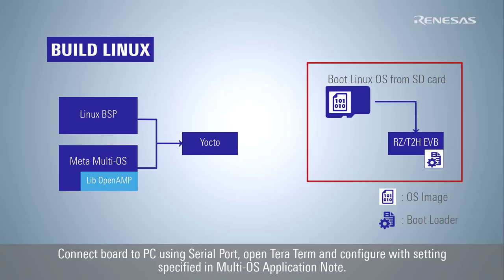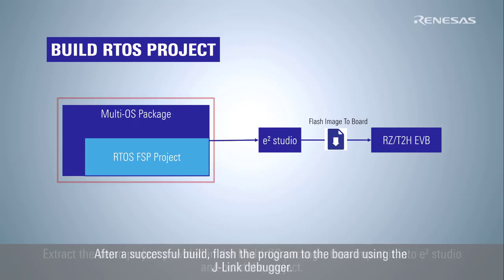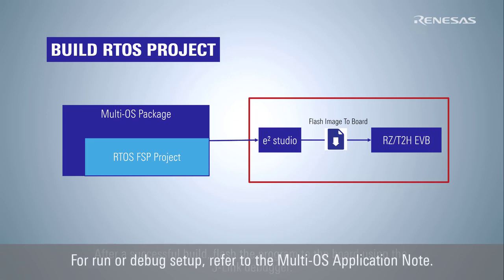Connect the board to the PC using the serial port, open TeraTerm and configure it with the settings specified in the multi-OS application note. Extract the demo project provided in the multi-OS package, then import it into e² studio and build the project. After a successful build, flash the program to the board using the J-Link debugger. For run or debug setup, refer to the multi-OS application note.